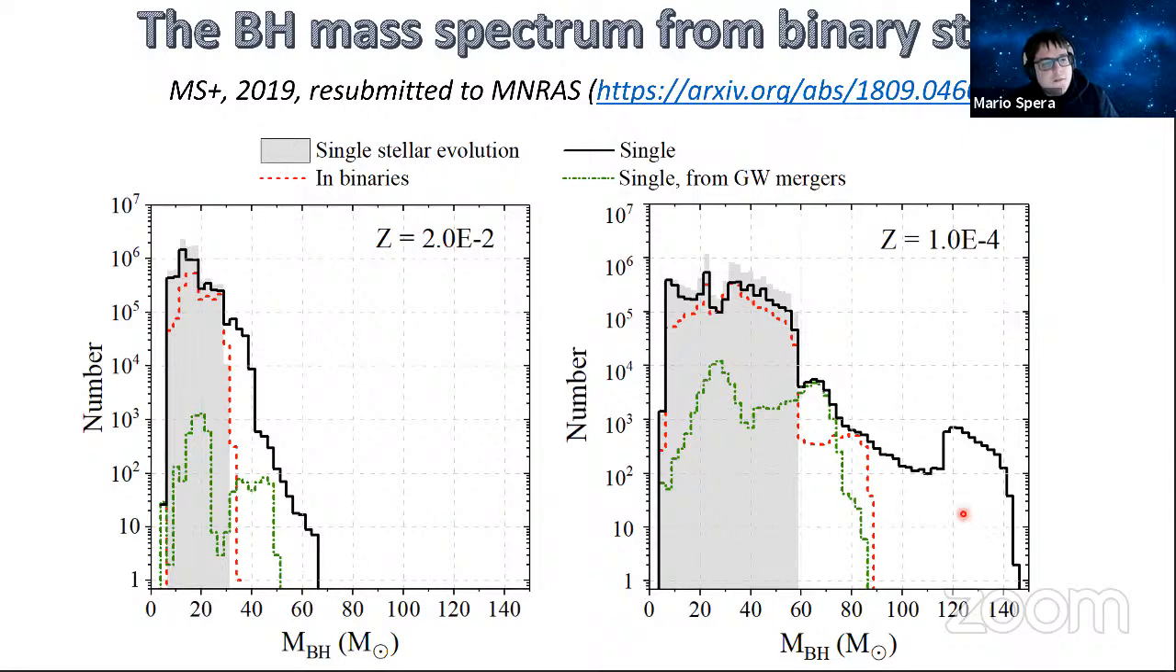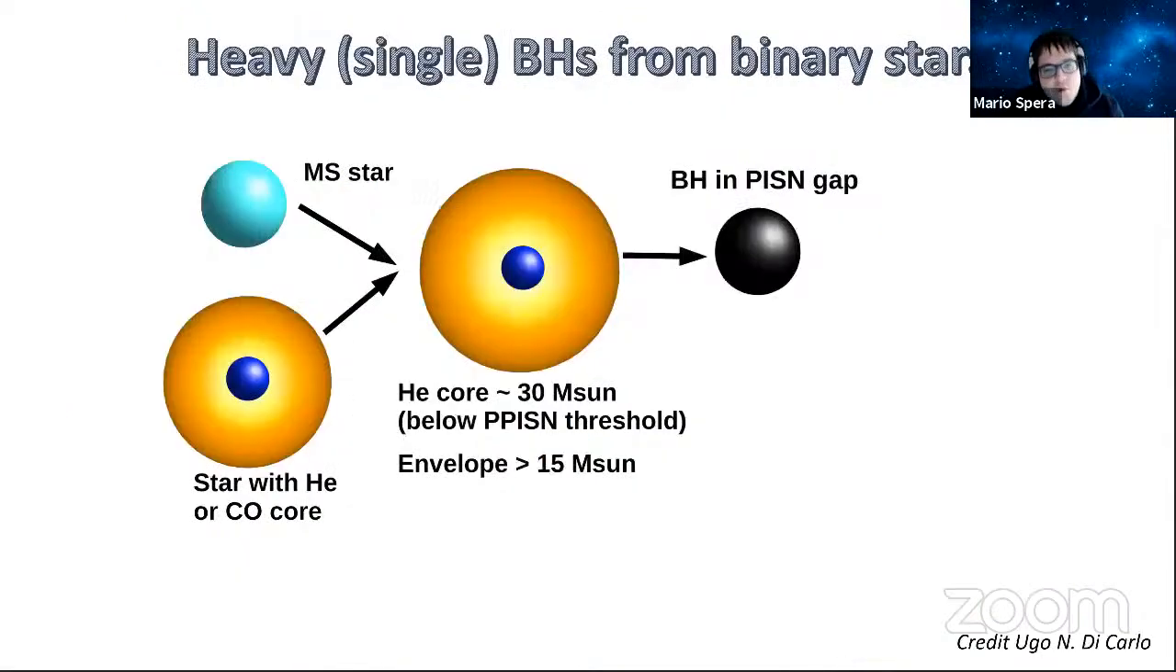How can these black holes in the upper mass gap form? What's their formation pathway? Well, most of them come from the merger of an evolved star with a main sequence star. I would like to stress that such heavy black holes do not come from previous mergers, so from the previous merger of two lighter black holes. So these black holes are referred to as first generation black holes, not second generation black holes. This is an important detail. I will explain to you why.